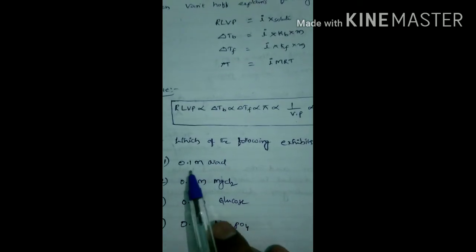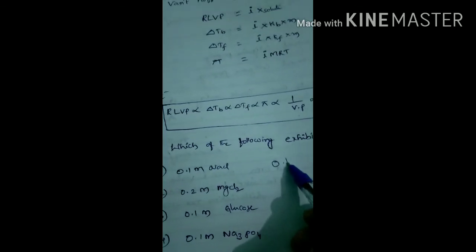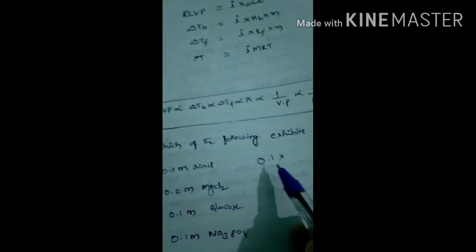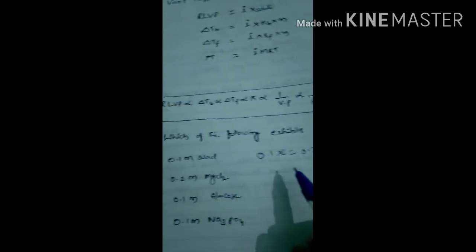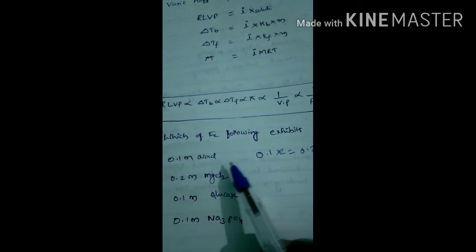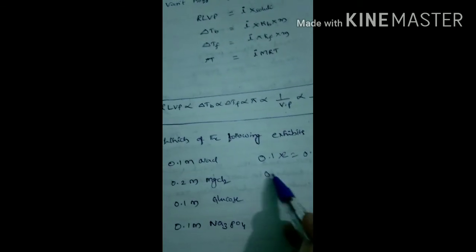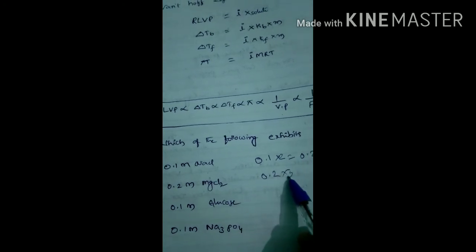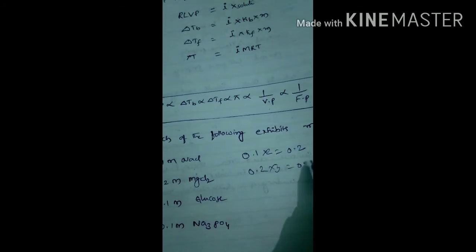So for example, take 0.1 m NaCl. How will we calculate the number of particles in this case? We just calculate like this: 0.1 into how many particles are present in NaCl? 1 Na plus and 1 Cl minus. That means 0.1 into 2. So its value becomes 0.2. That means 0.2 particles are there in this one. Here 0.2 into 1 Mg plus 2 into 2 Cl minus. That means totally 3. That means 0.2 into 3, nothing but 0.6.